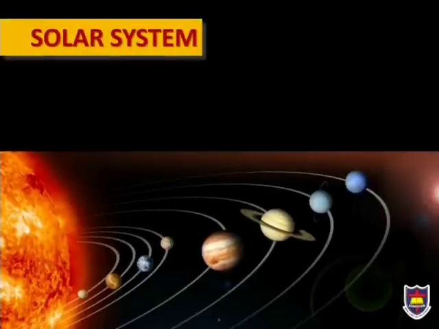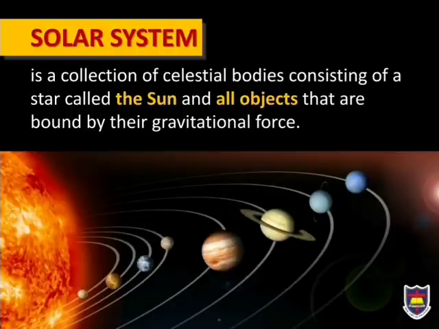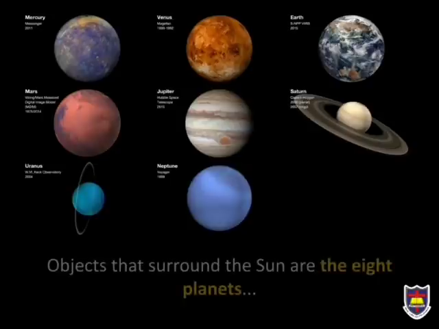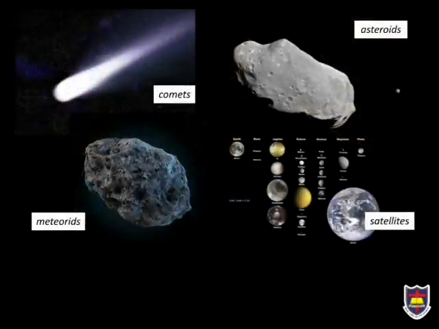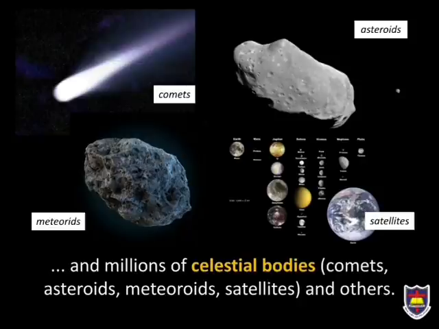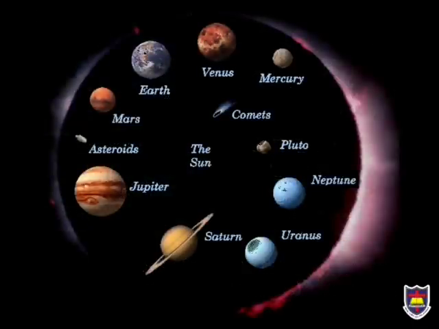Solar system. Solar system is a collection of celestial bodies consisting of a star called the Sun and all objects that are bound by their gravitational force. Objects that surround the Sun are 8 planets, and millions of celestial bodies, comets, asteroids, meteoroids, satellites, and others. This is the picture of our solar system.